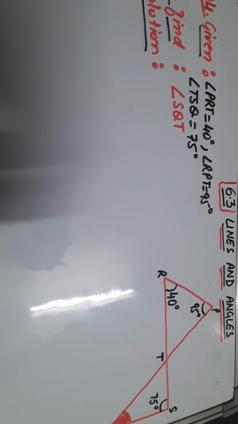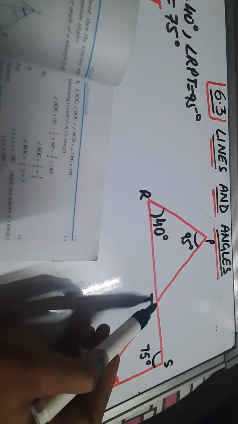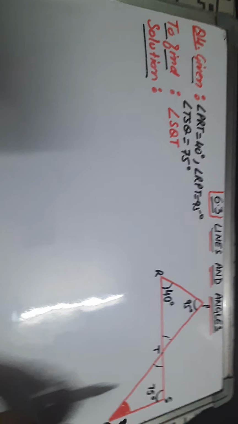Now dear students, in our fourth question, what is given to us? If lines PQ and RS intersect at point T. So from here let us see, if these two are intersecting lines, then this angle and this angle will be vertically opposite angles, right? Such that angle PRT is 40 degrees, angle RPT is 95 degrees and angle TSQ is 75 degrees. Find angle SQT. So this is the angle which we have to find out, right?